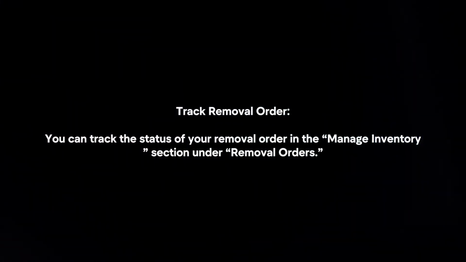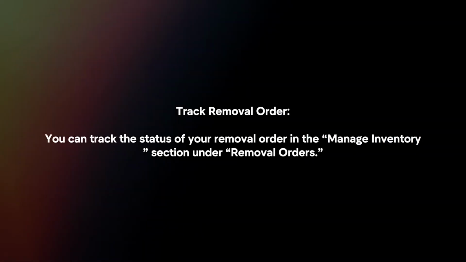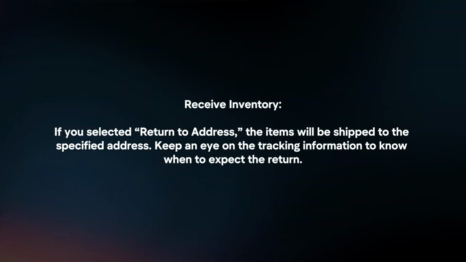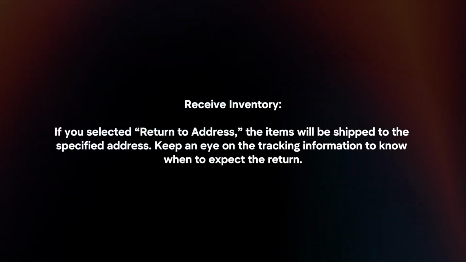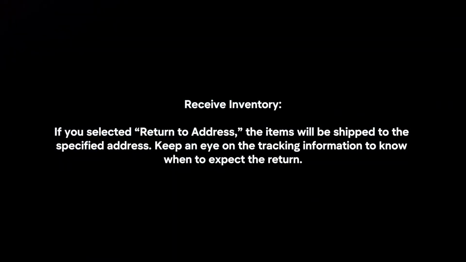Track removal order. You can track the status of your removal order in the Manage Inventory section under Removal Orders. Receive inventory. If you selected Return to Address, the items will be shipped to the specified address. Keep an eye on the tracking information to know when to expect the return.